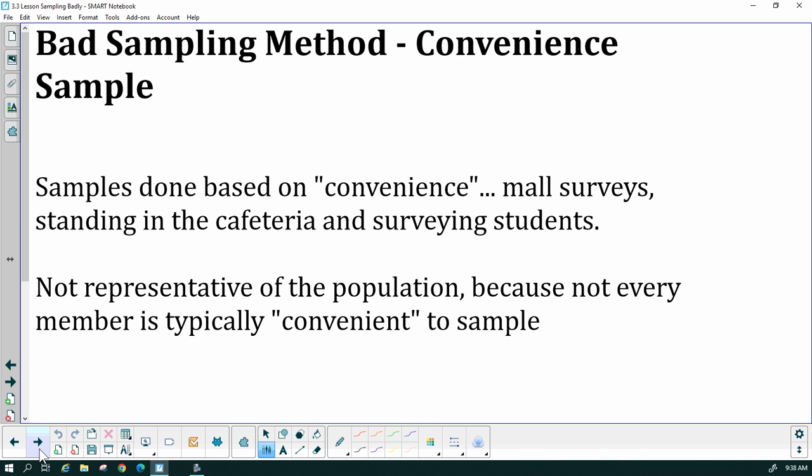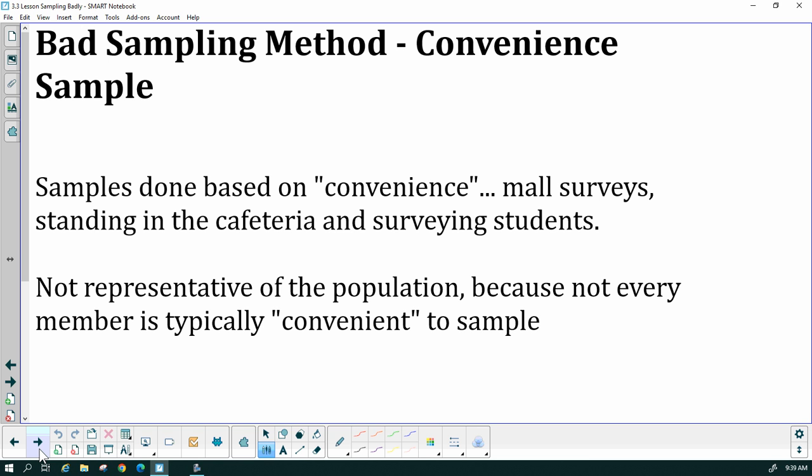Another bad sampling method that you probably have observed if you've gone to a mall at any point is a convenience sample. A lot of times at malls, people will stand around with clipboards and they'll ask you if you have a minute to take a survey. And so no random sampling is being done there. They are just simply asking people as they walk by in the mall and hoping that somebody will answer their survey. And so without having any randomness, we're not getting a representative sample of the entire population.